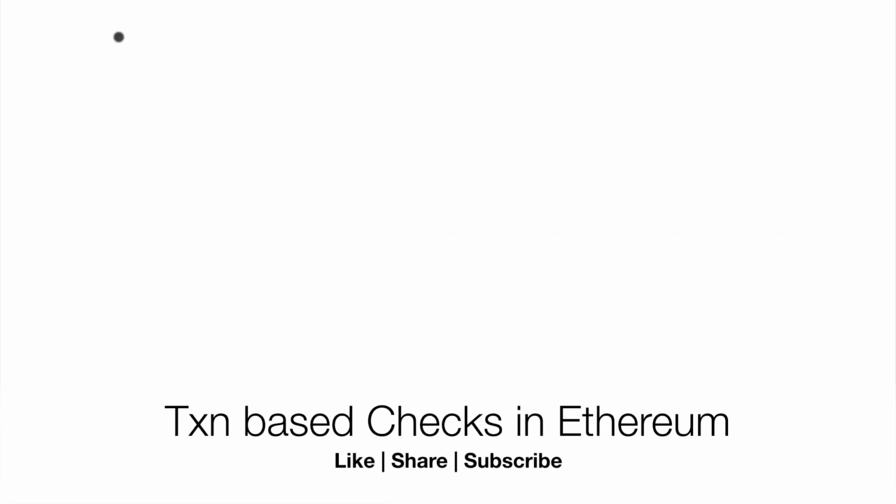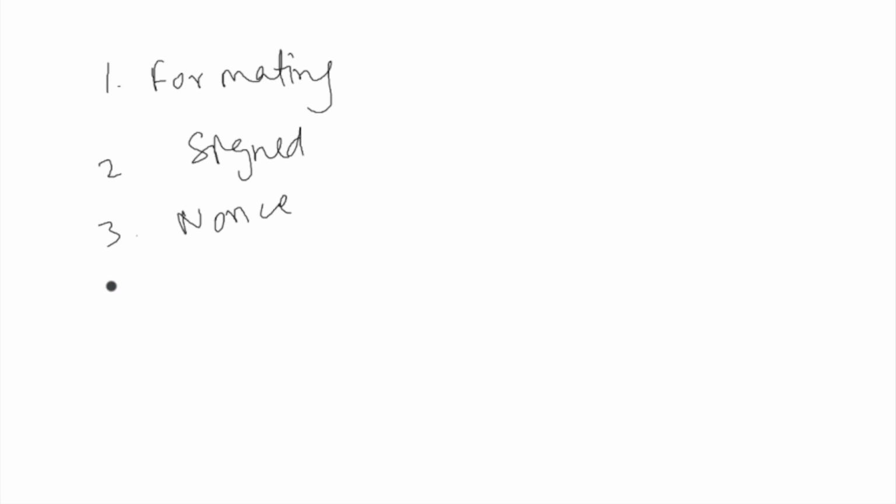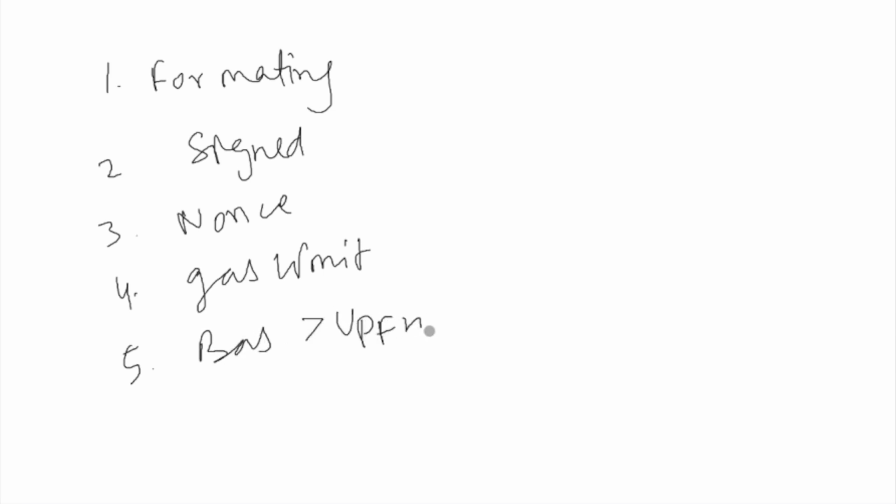So whenever a transaction happens in Ethereum, there are some checks which will happen. The first one is formatting, the second one is signature, whether that particular transaction is signed or not. The third one is whether the nonce is there in that particular transaction and whether it is a proper nonce or not. The fourth one is the gas limit, which must be greater than 21k gas. And the fifth one is whether the balance is available upfront or not. Okay, so these all are going to be checked.